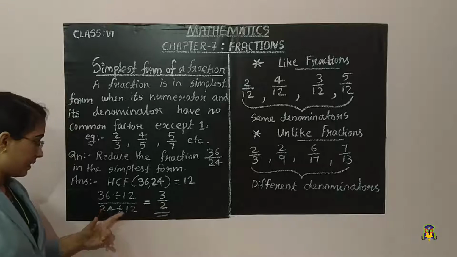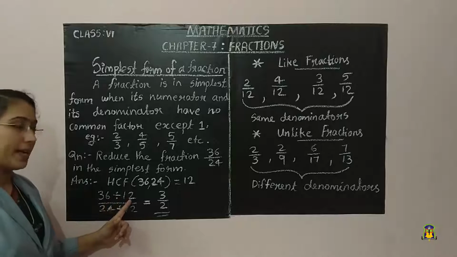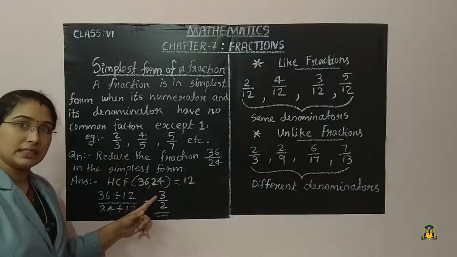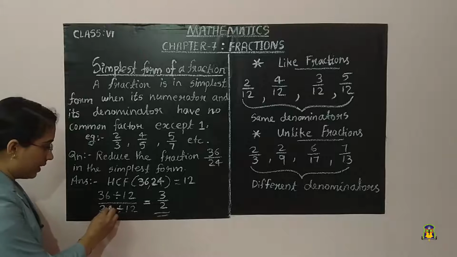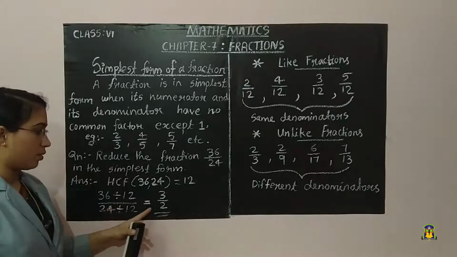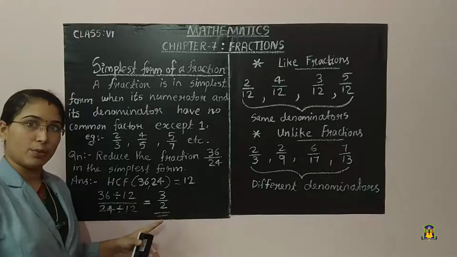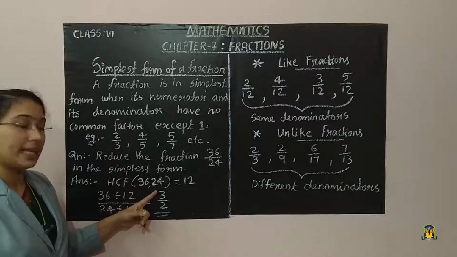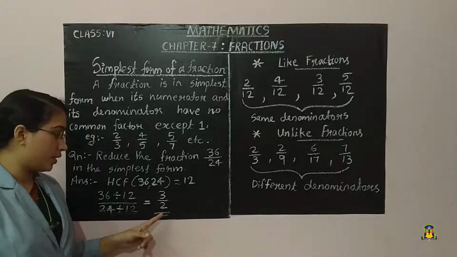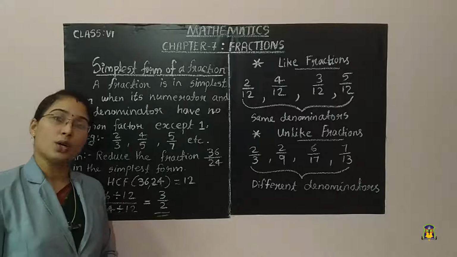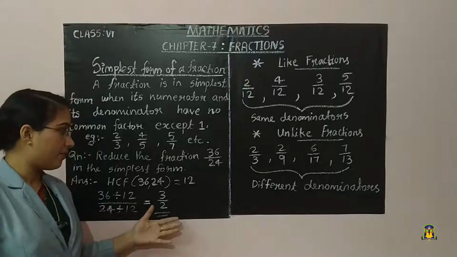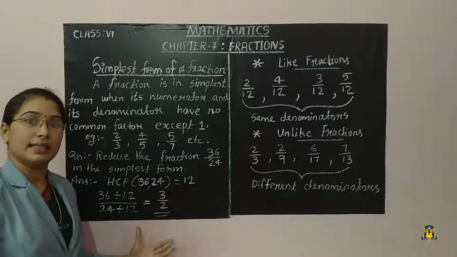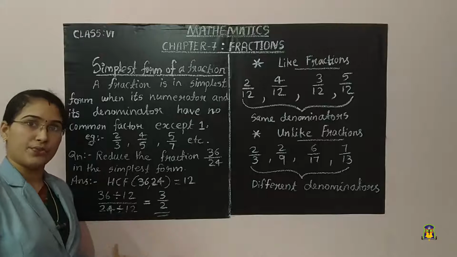After that we divide both numerator and denominator by this HCF. So here you can see 36 divided by 12, we get the answer 3 as numerator. Then 24 divided by 12, we get 2 as denominator. So here we get 3 by 2. 3 by 2 means there is no other common factor, only 1 as a common factor. This way we can reduce a fraction to the smallest or simplest form.